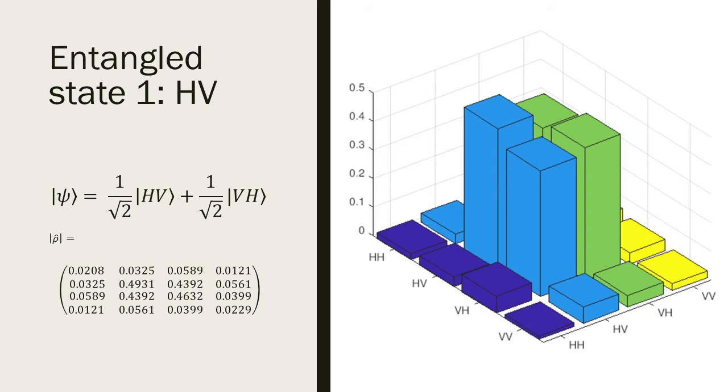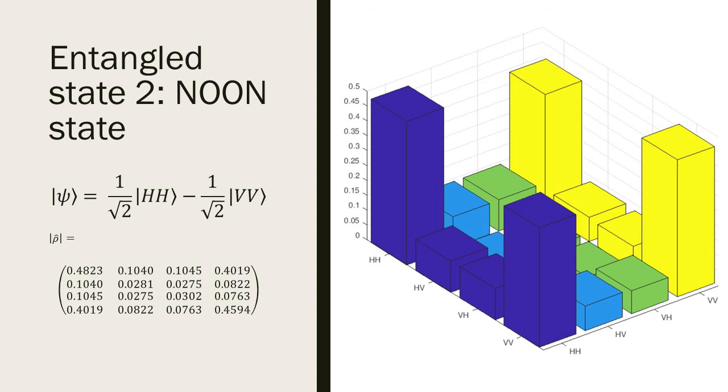So our first state, the HV state, which is most useful for qubit use, we were able to get a fairly accurate representation of the state. And if you look to the matrix on the left-hand side, you can see that the four central columns are very close to 0.5, which is our ideal value. This is in contrast to our noon state, which is more useful for metrology.